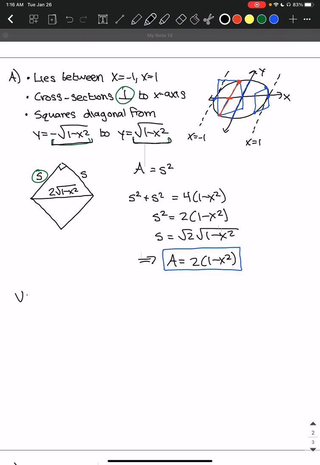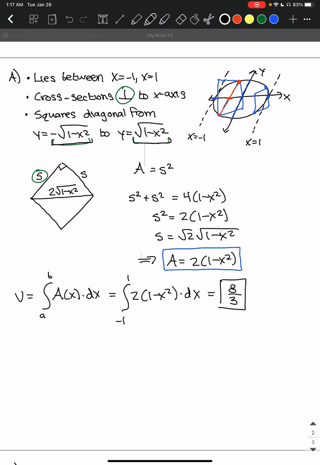So to find the volume of this whole thing, you're going to be integrating my area formula from a to b. We're going from -1 to 1 in the x direction. We're integrating 2(1 − x²) dx. If you work that out, you should get 8/3, I hope. But yeah, this is essentially a typical problem using cross sections.